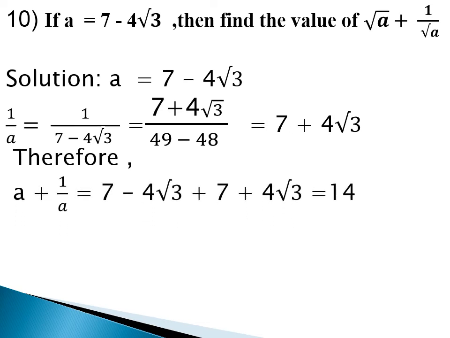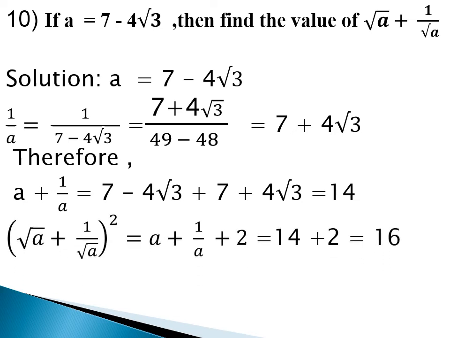So therefore a plus 1 by a equal to 7 minus 4 root 3 plus 7 plus 4 root 3. Minus 4 root 3 and plus 4 root 3 will get cancelled. Therefore the answer is 14. So a plus 1 by a we got. Now we will go to the question now. Find the value of root a plus 1 by root a.